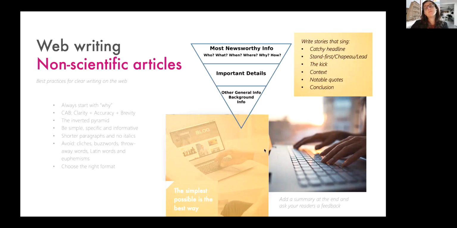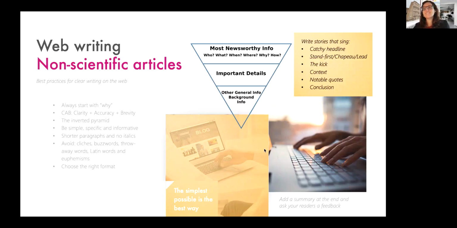And then, of course, there are different formats, and there are also a lot of templates you can look at online, depending on what you're writing, if it's a press release, if it's your blogging, or a more journalistic article. And then you see, on the right side of my slide, how to write stories that sing. So these are the components that should be followed when you want to write a catchy story. Starting from a catchy headline. I think someone was saying earlier, it's so important to have a catchy headline. It's so important to have a good subject line in emails. And it's not easy to do that.